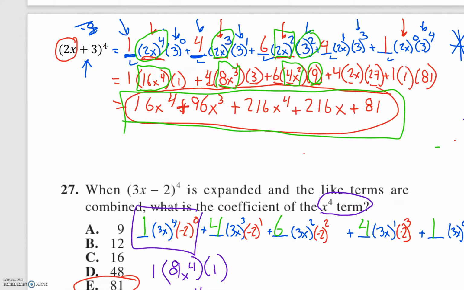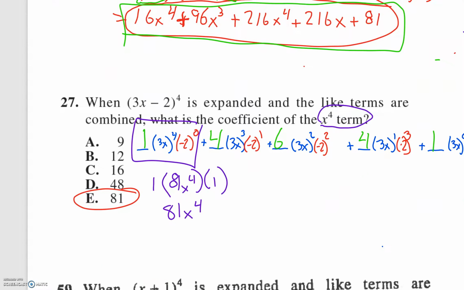Now, homework, you're going to do 2 questions like this. I found 2 questions on the ACT that deal with this. Here they're giving us a setup, and they say when you expand it, what's the coefficient of the x to the 4th term? So I wrote it out. My first term is 3x. So notice 3x to the 4th, 3x to the 3rd, 3x to the 2nd, 3x to the 1st, 3x to the 0.